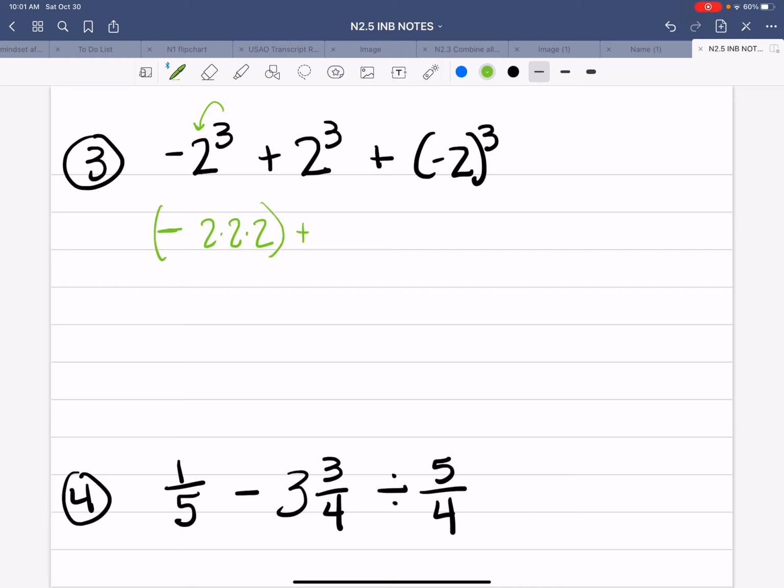Then I will solve 2 3 times. And then, here we go. I have these parentheses. So I'm going to put -2 3 times.